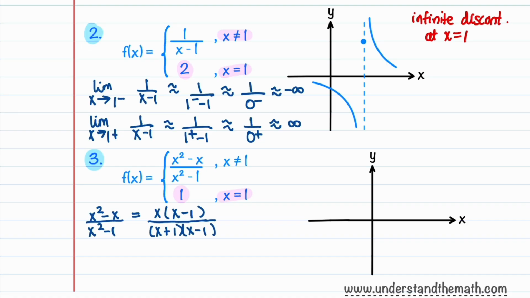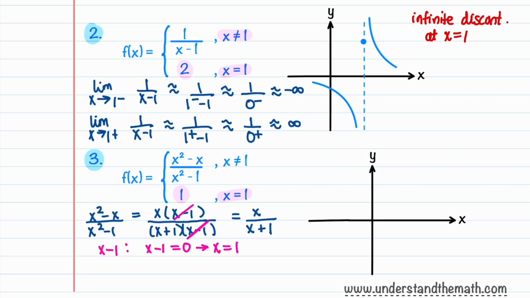Now let's notice that these two terms cancel out, and we can write this as x all divided by x plus 1. Because we canceled out an x minus 1, what we can do is we can take x minus 1, set it equal to 0, and solve for x, and we get x is equal to 1.